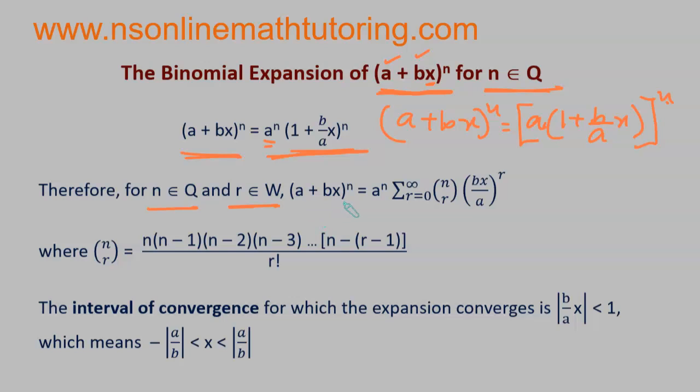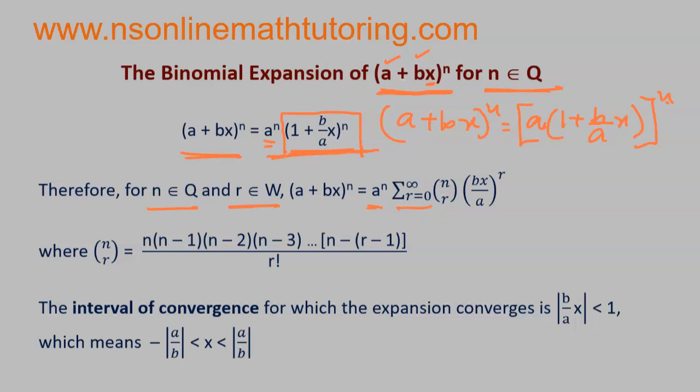So (a + bx) whole raised to the power of n can be written as a to the power of n. Obviously a is a constant raised to some rational number power. This is a constant. And then comes the expansion of this part, (1 + (b/a)x) whole raised to the power of n. And what will be the expansion for this part?